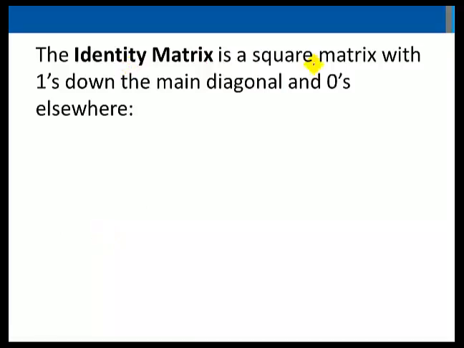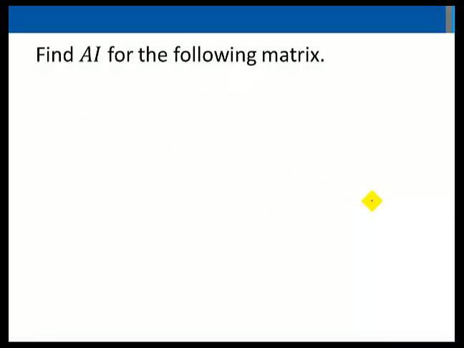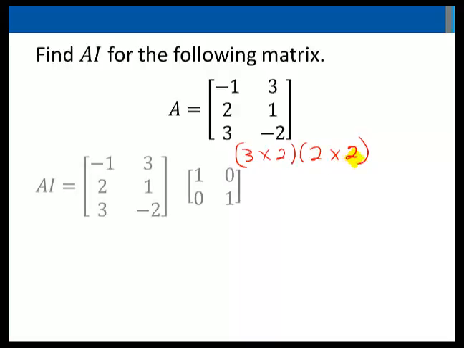The identity matrix is a square matrix with ones down the main diagonal and zeros elsewhere. An identity matrix can be of any size as long as it's square. And we'll look at an example using the identity matrix. If we take the matrix A here times the identity matrix, let's see what size of identity matrix we'll need. Well, A is a 3 by 2 matrix, so we'll need to multiply that times a matrix 2 by something, and since the identity matrix is square, it will need to be a 2 by 2 matrix. So let's take matrix A times the 2 by 2 identity matrix.